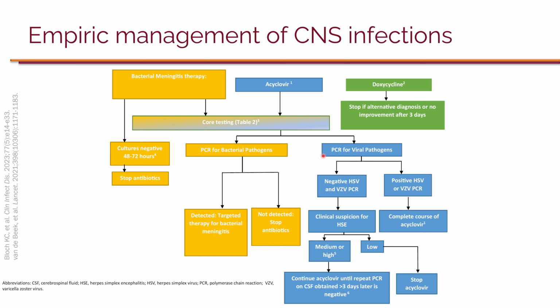For the acyclovir part, if the PCR did not detect any viruses, we can discontinue acyclovir if the suspicion for having a virus is low. Otherwise, even if the PCR is negative and the suspicion for a viral infection is high, we can continue acyclovir until repeat PCR on CSF obtained more than 3 days later. And if the result of the repeat PCR is negative, then we can discontinue acyclovir.